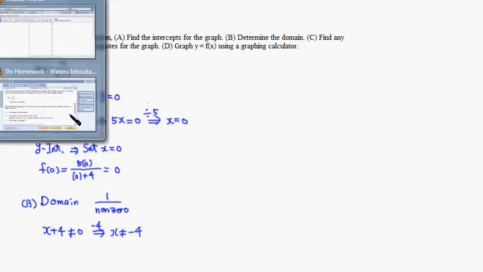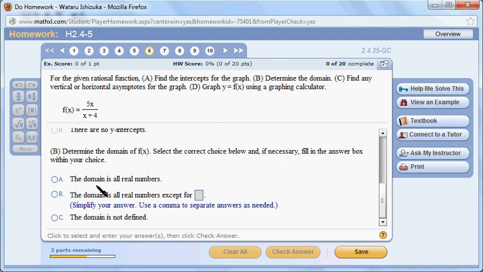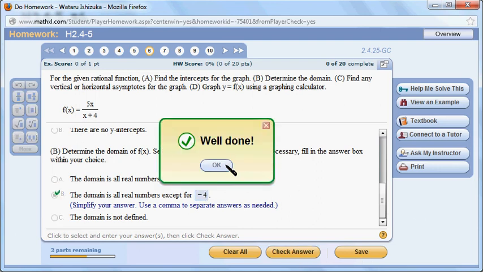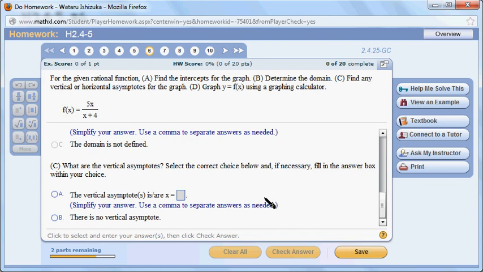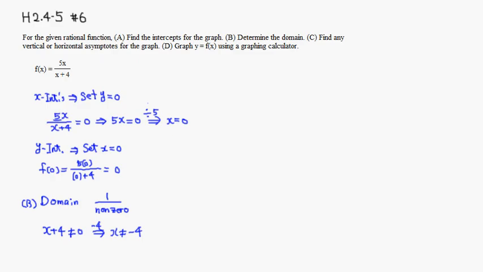So I'll go back. The domain is all real numbers except for negative 4. Negative 4 is the only bad number. Check your answer. All right, got that. Part C: what are the vertical asymptotes? Let's find that.